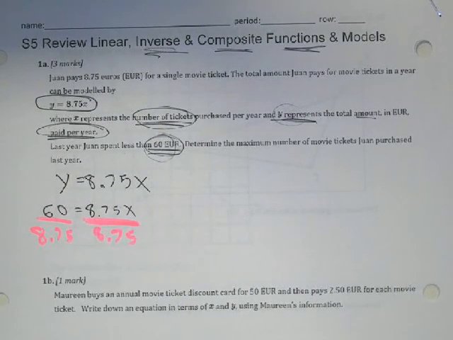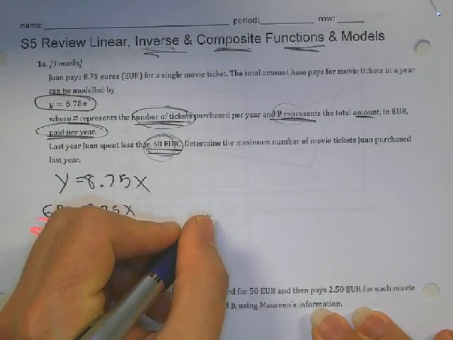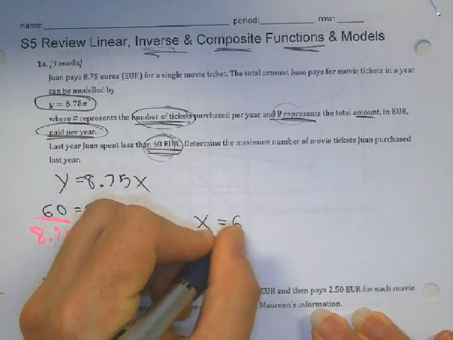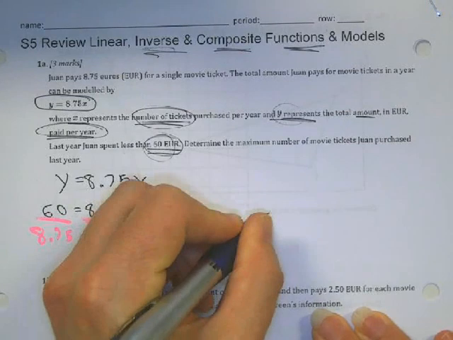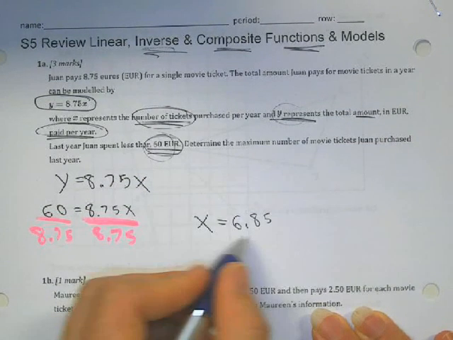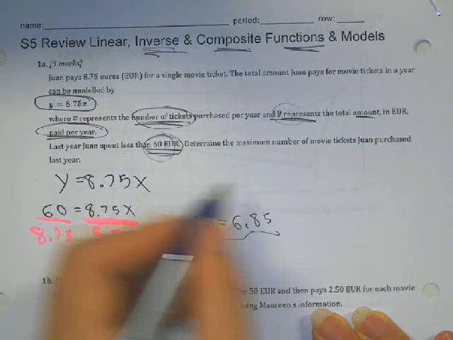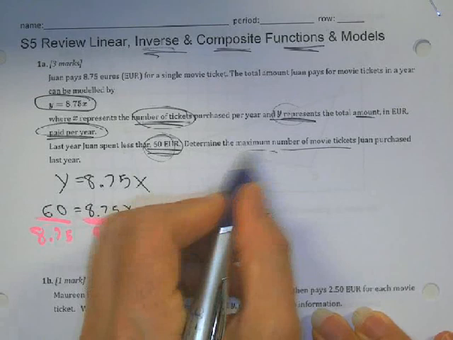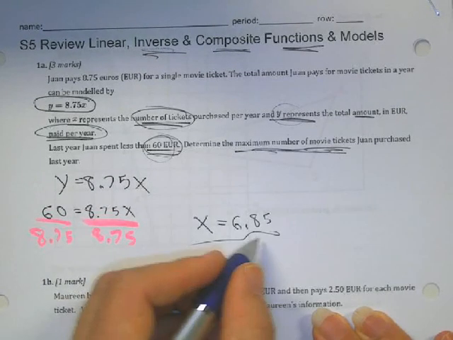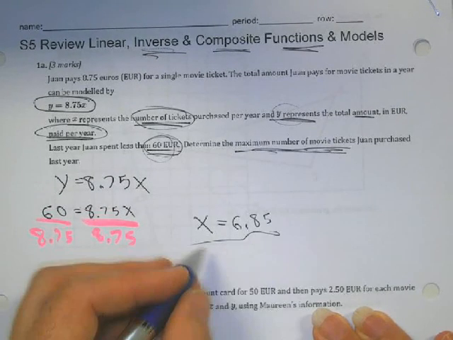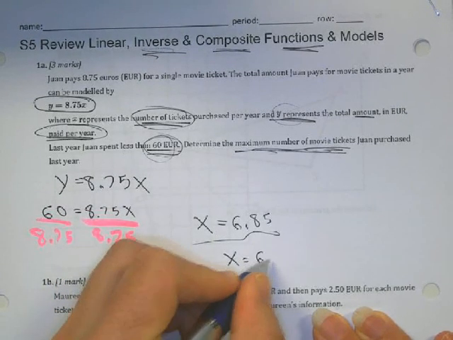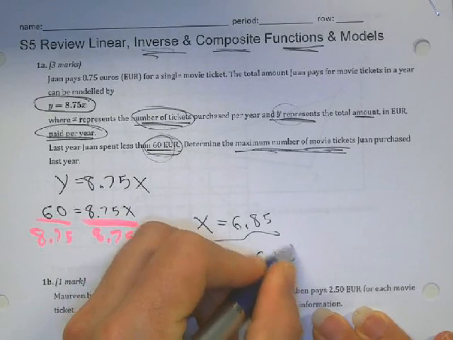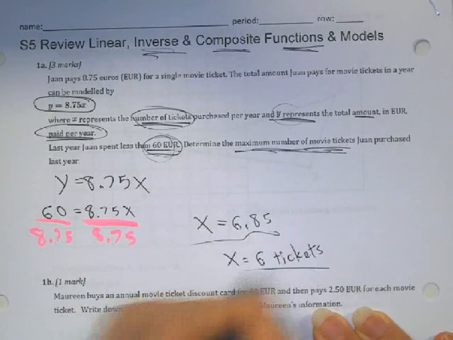And we use our handy dandy calculator, and we get X is equal to 6.85. But the question is how many tickets, maximum number of tickets. So I can't buy 0.85 of a ticket, so it's going to be 6 tickets to buy for the movie.